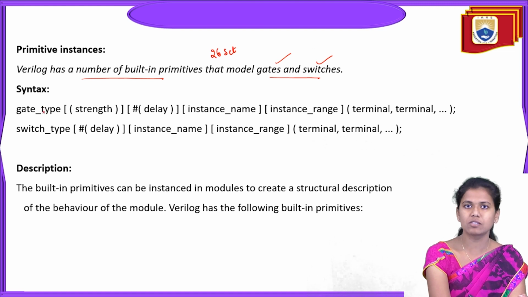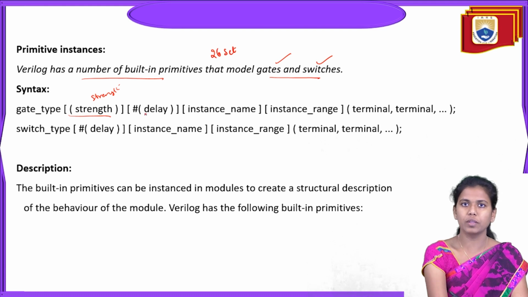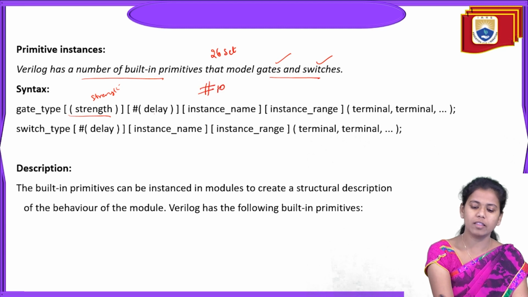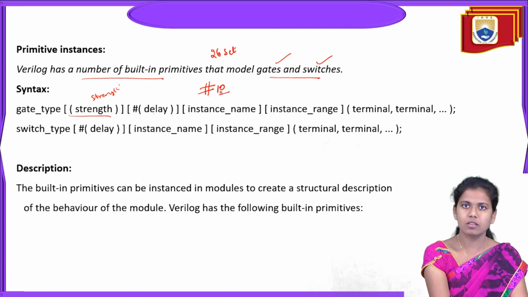So here the syntax goes for the instances of the primitives like this: gate type, and then here it regards the strength, followed with the delays. Usually, as I said, we will represent the delay in terms of hash and nanoseconds, 10 or whatever the number. So 10 nanoseconds of delay. This is how we represent it, and strength is represented with respect to strong 1 or strong 0.